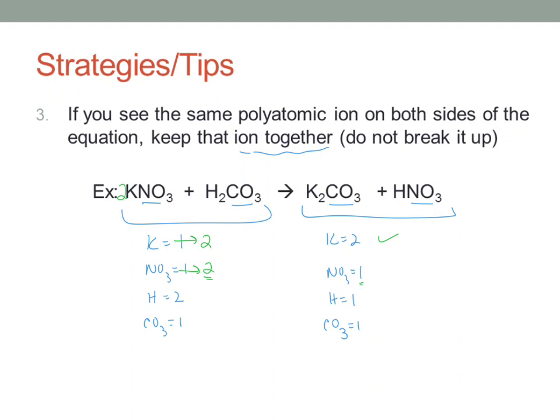Over here on the product side, I can put a 2 in front of the hydrogen nitrate, the nitric acid. So now my number of nitrates goes up to 2, as does my number of hydrogens, because if I have 2 hydrogen nitrates, that means I have 2 hydrogens and 2 nitrates. So my nitrate problem is fixed. Looks like my hydrogens are 2 on either side and my carbonates are 1 on either side. So I'm set. That's my balanced equation. So this would be my balanced equation.